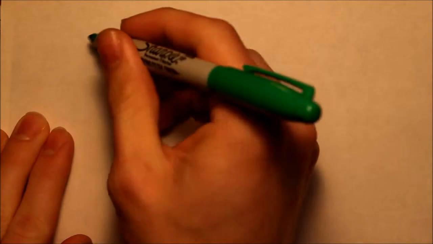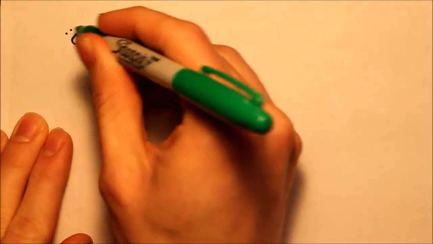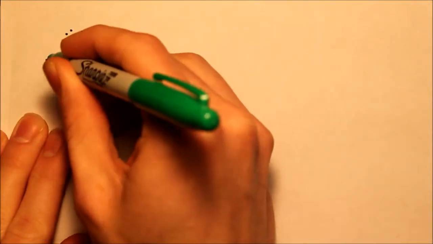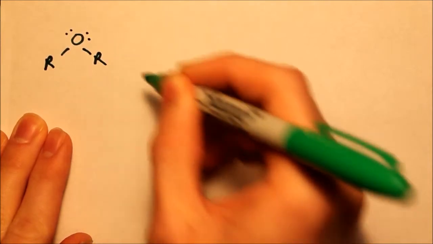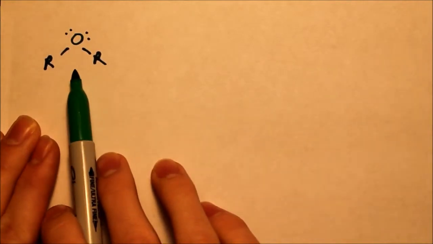Alright, so in this video I'm going to talk a little about ethers and some of their properties, and then their nomenclature. So our general ether starts off as an oxygen with our lone pairs bonded to two different R groups. And R groups in this case cannot be a hydrogen. So, what are some properties then that we can say of this ether?